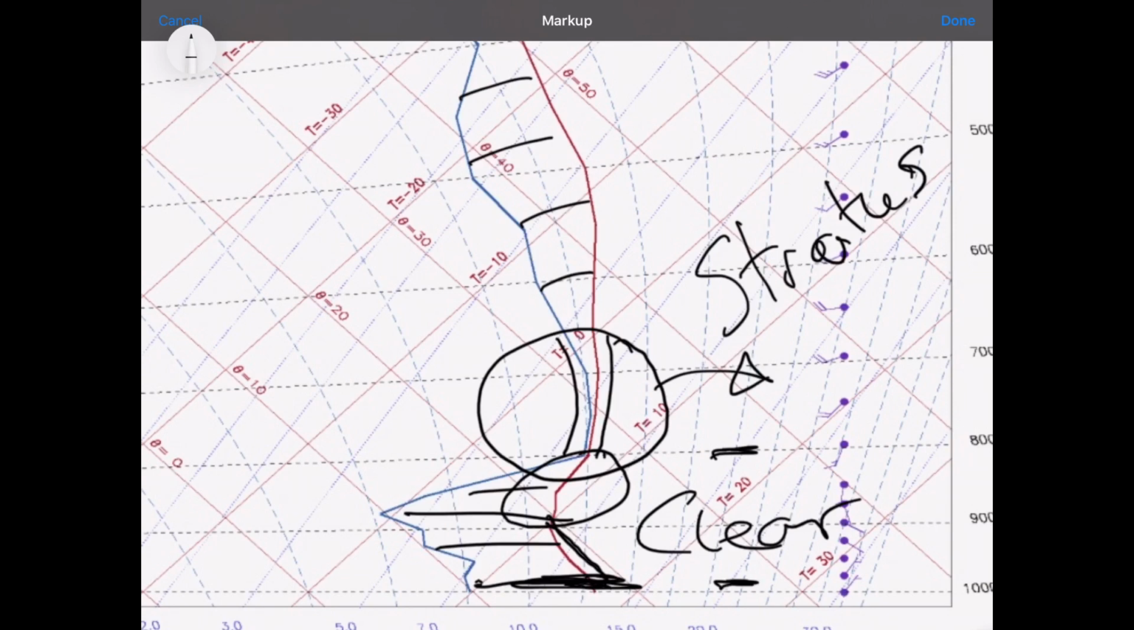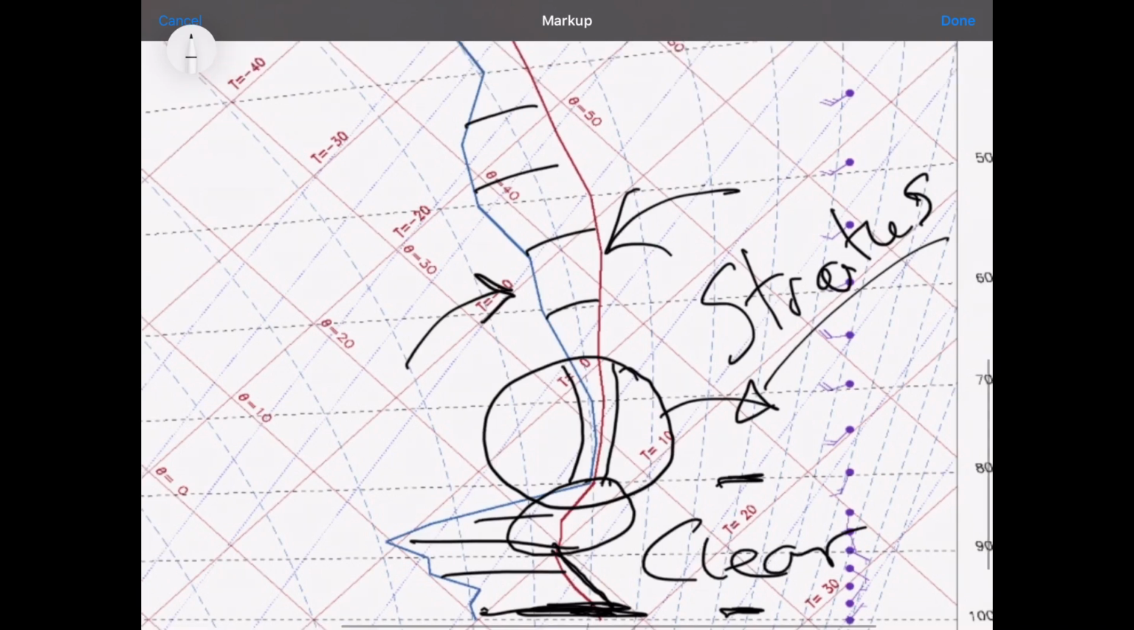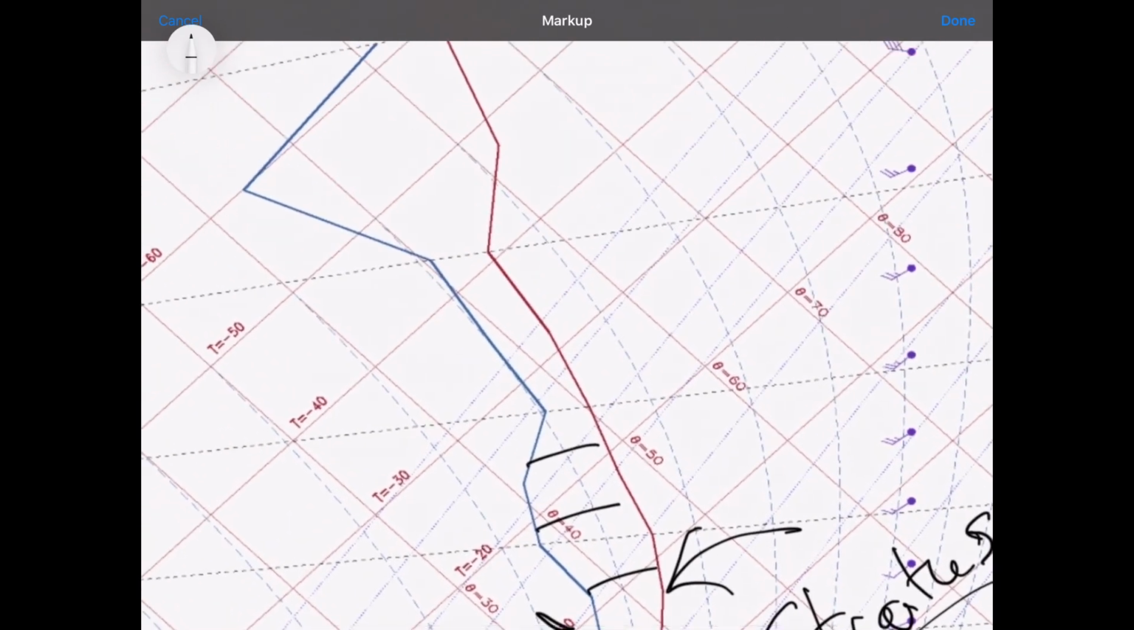So that's another example of what happens when the dew point and the ELR, the environmental lapse rate, get too close to each other. Obviously in the high level, if it happened up here, then you would expect cirrus.